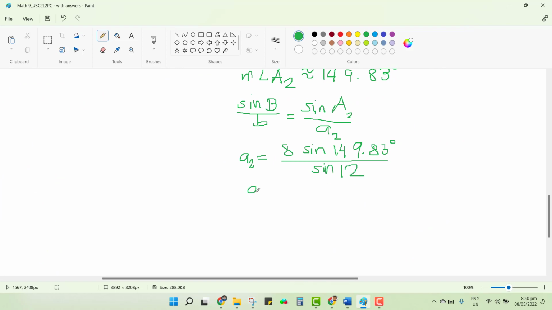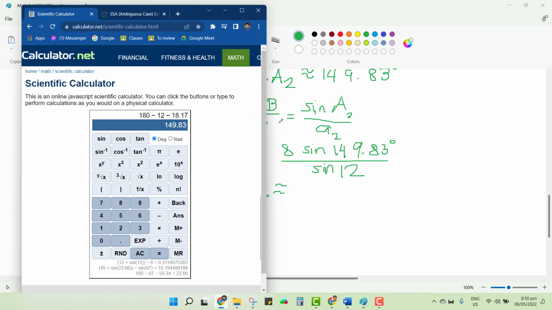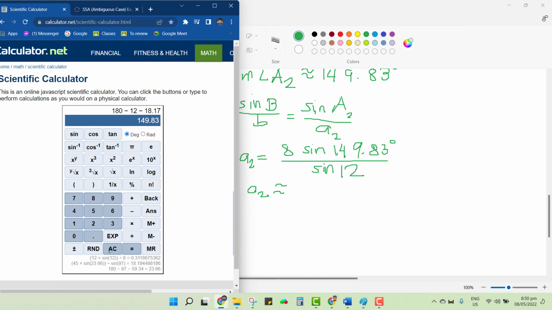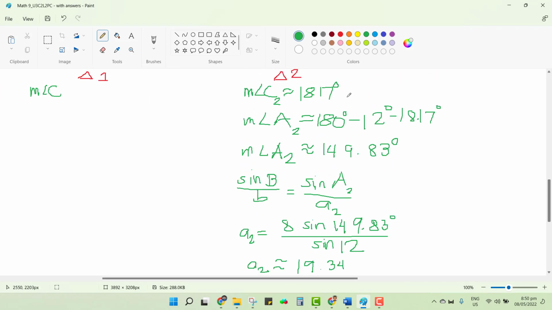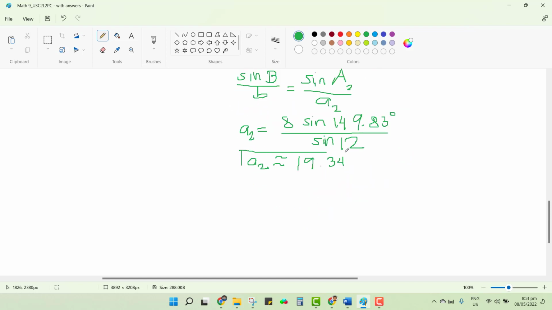All right. So the measurement of the last side, rather, is approximately equal to numerator 8 sine 149.83, close, divide by sine 12. So you have 19.34 units. And we have now solved the three unknowns for the largest triangle in that situation.